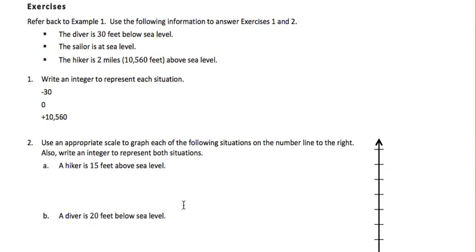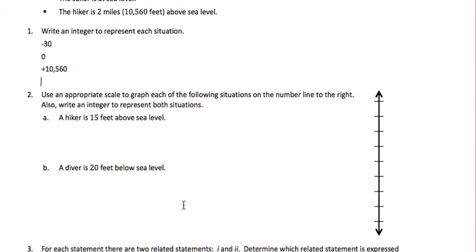Then we're going to use an appropriate scale to graph each of the following situations on the number line and write an integer to represent both situations. First of all, a hiker being 15 feet above sea level, as an integer that's positive 15. And the diver being 20 feet below sea level is negative 20. And that part I think we're pretty certain about. To graph both of these on a number line, we'll need to develop an appropriate scale in which positive 15 and negative 20 will fit on the same number line.